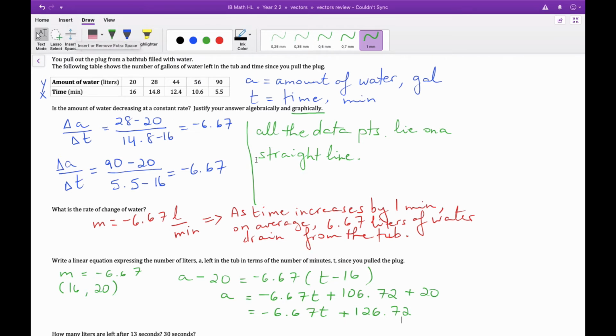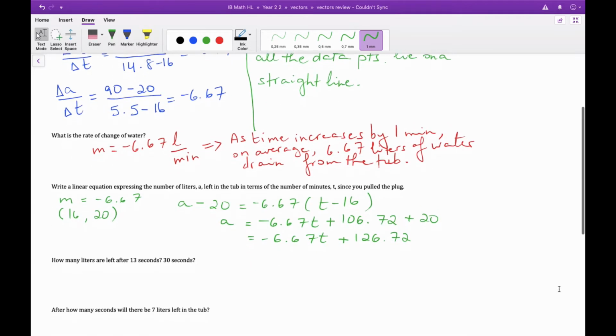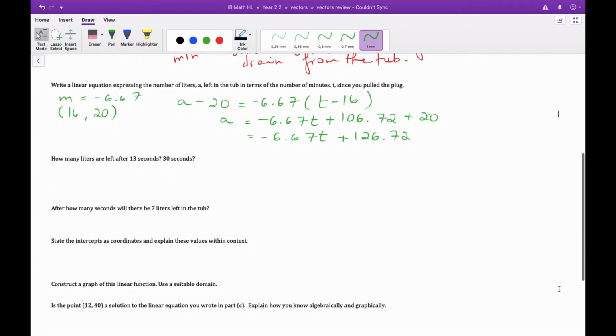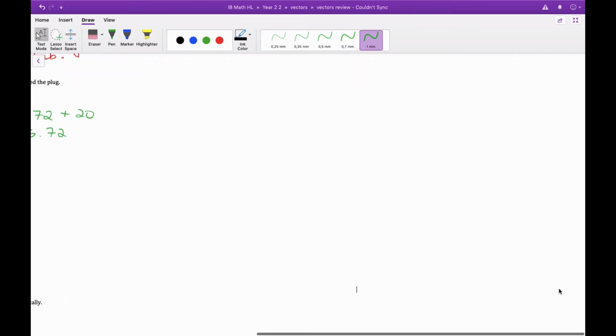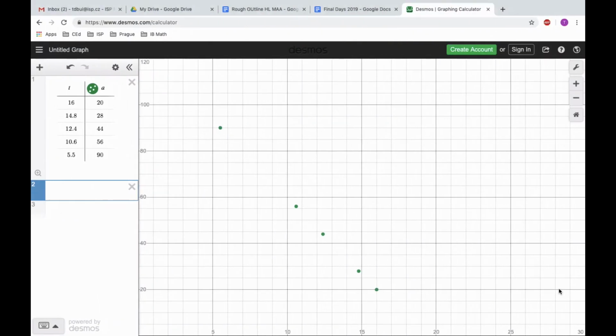All right, so now we have our equation for the line. If we take that, we can graph it and see what it looks like. Should we graph it in Desmos to see if we actually did it correctly? Desmos limitations: we can only use x's and y's. So y equals negative 6.67x plus 126.72. Oh, I think I did it correctly, because it goes so nicely through those data points. So I think we're doing really well.